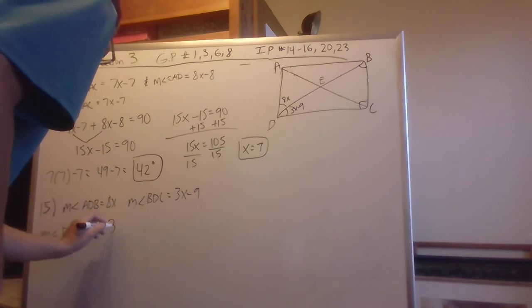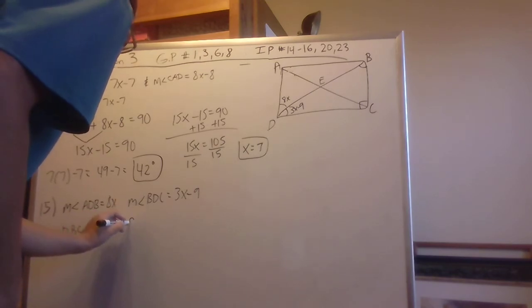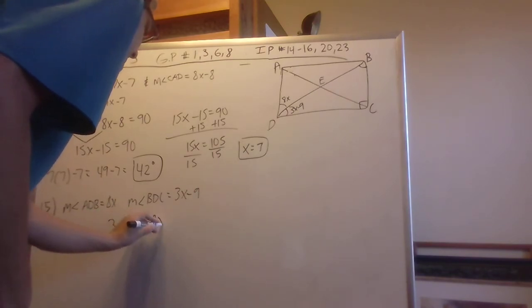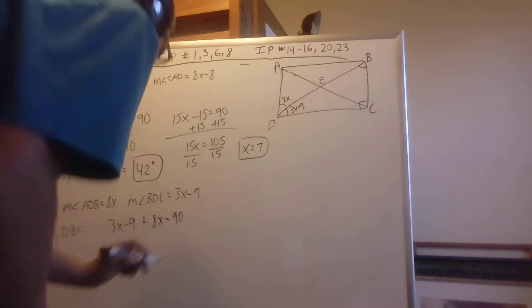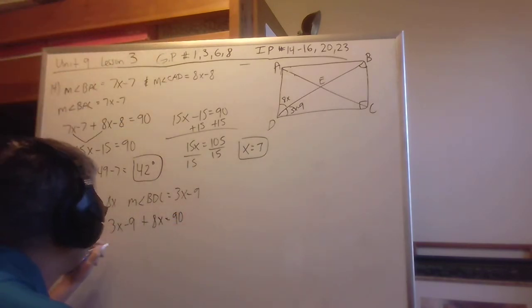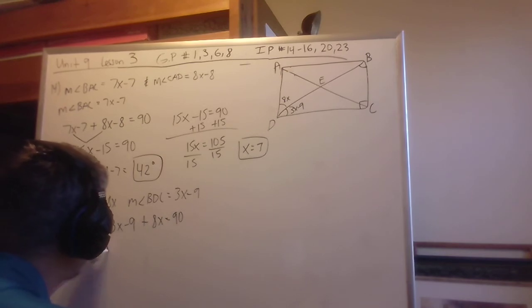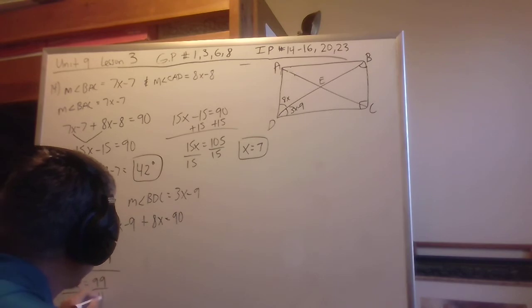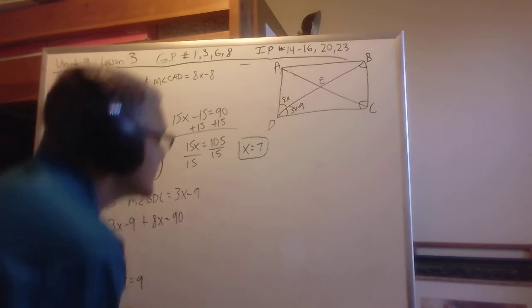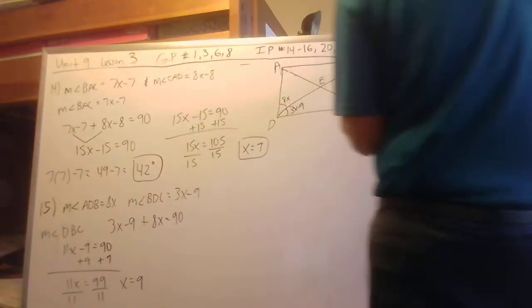So we're going to have 3x minus 9 plus 8x equals 90. We're going to combine like terms. 3x plus 8x is 11x minus 9 equals 90. We're going to add 9. That means 11x equals 99. We divide by 11. X equals 9. So we're trying to find this angle.